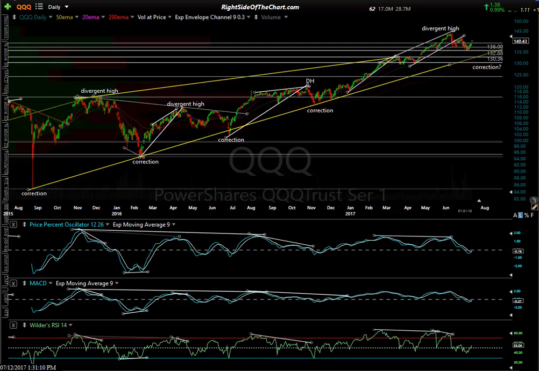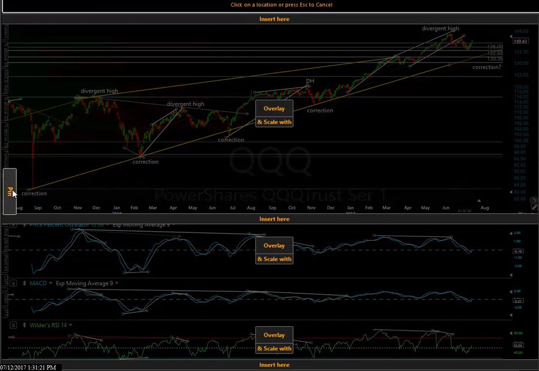Now, here's some of the trend indicators that I look at. I've shared this one before. I have a PPO up. There's a MACD. Let me get the MACD out of here before we do this. Just kind of clean this chart up.